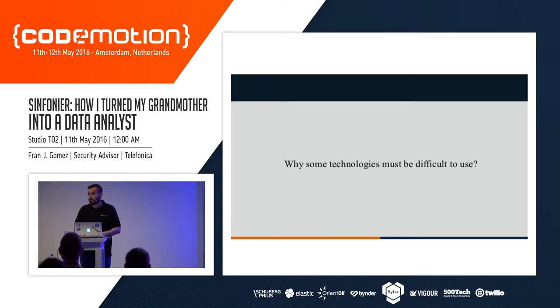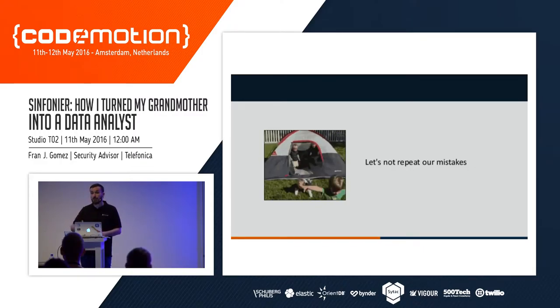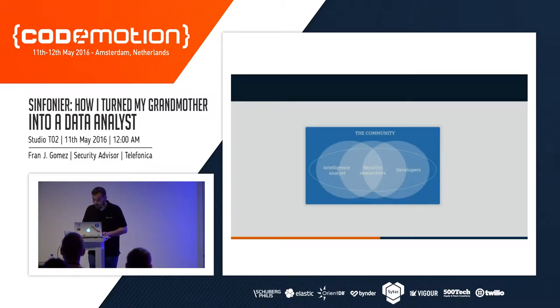The question is, why must some technologies be difficult to use? Okay, Storm is difficult to use. This is the question that pops in my head the first time I used Storm. I'm working in a cybersecurity project, and the people in the project don't have the skills to create something like a topology in Storm. So it's easy to see that people over and over make the same mistakes. And Sinfonier is trying to change the focus of current solutions on real-time processing.